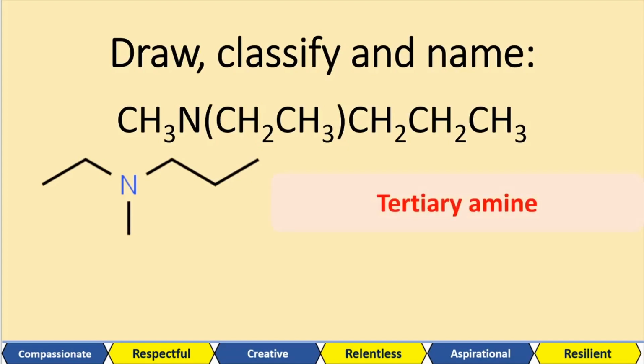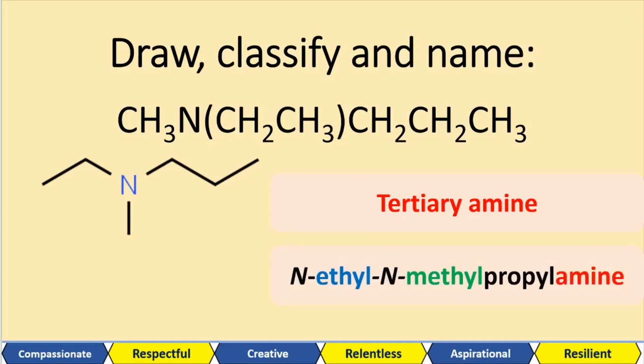As I said, it's a tertiary amine, and the longest chain is the propyl. So we've got N-substituted propylamine, but we've got 2 N-substituents for each of the groups that isn't attached to the longest chain of carbons. And we put it in alphabetical order. So we've got N-ethyl, N-methyl propylamine.